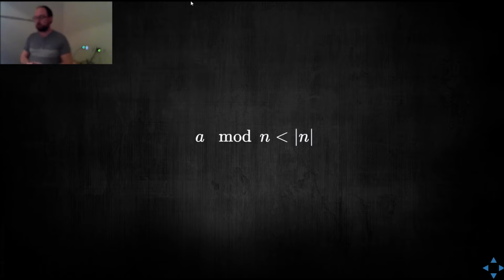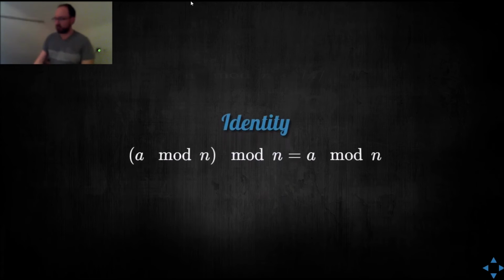Okay, here's another one. A mod n will always give you a number that is less than the absolute value of n. So if I take 10 mod 3, 3 times 3 is 9, so remainder 1, right? So 1 is going to be less than what n was in this case. n was 3. So there's another property.